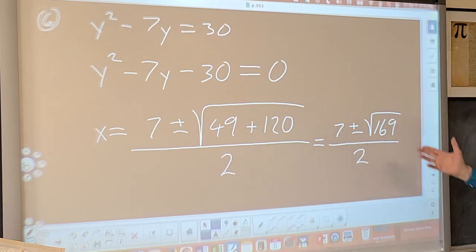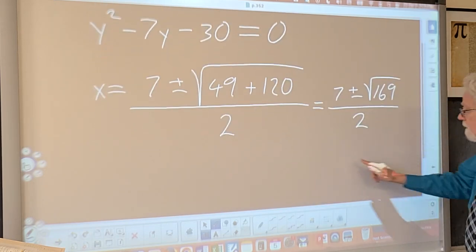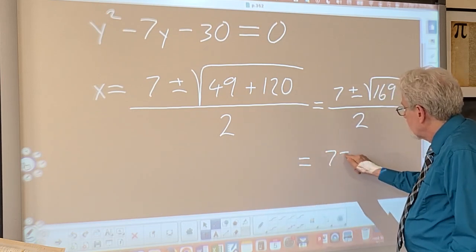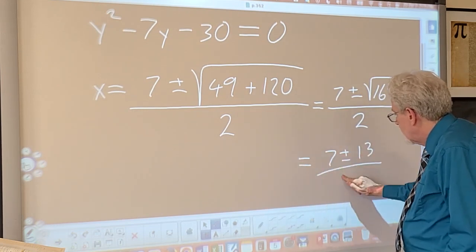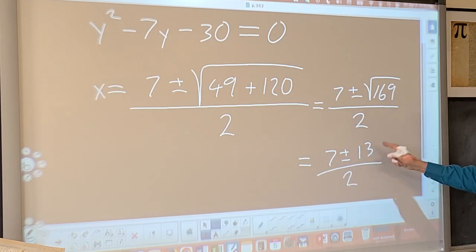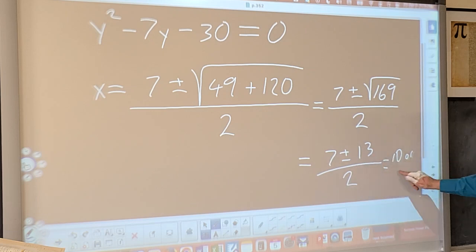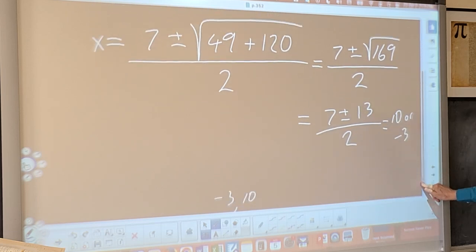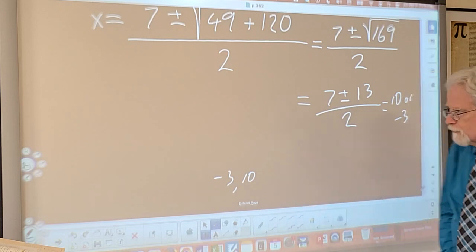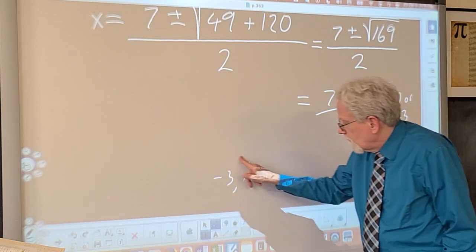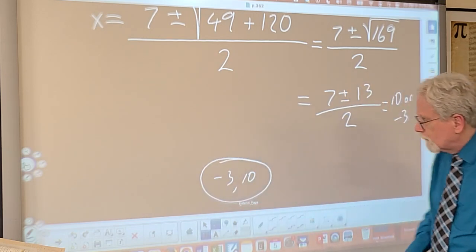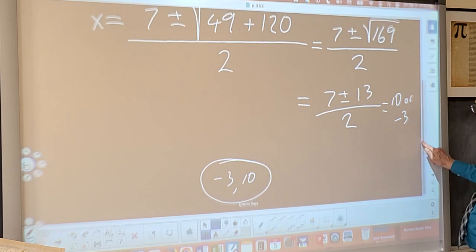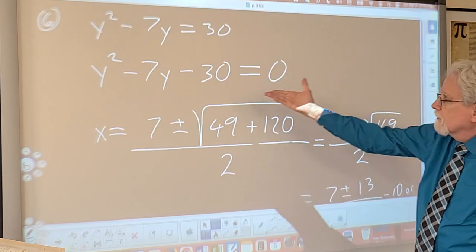Well, we know the square root of 169 is 13. So we have 7 plus or minus 13 divided by 2. That's 7 plus 13 divided by 2, that's 10. And 7 minus 13 divided by 2 is negative 3. And checking our answers, yep, 10 and negative 3. And the fact that we get these nice, neat, rational numbers tells us we could have factored the original problem. This is factorable.